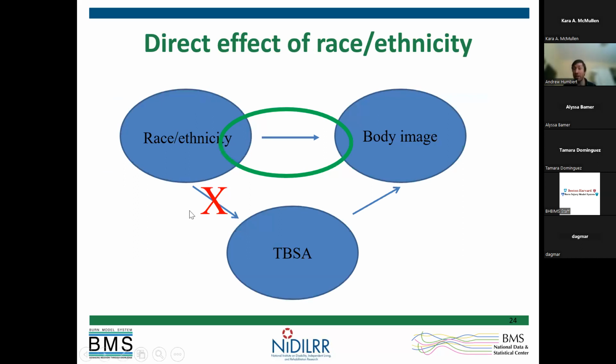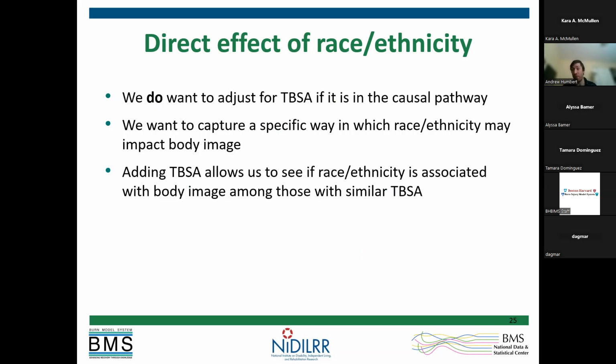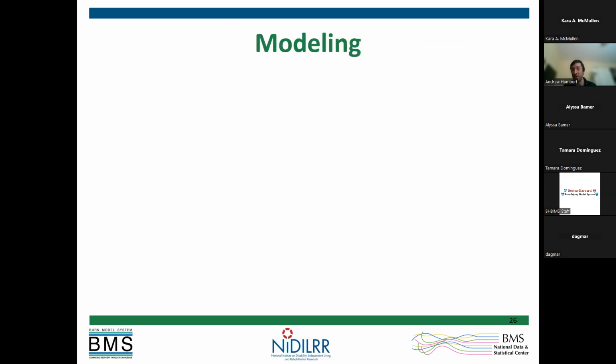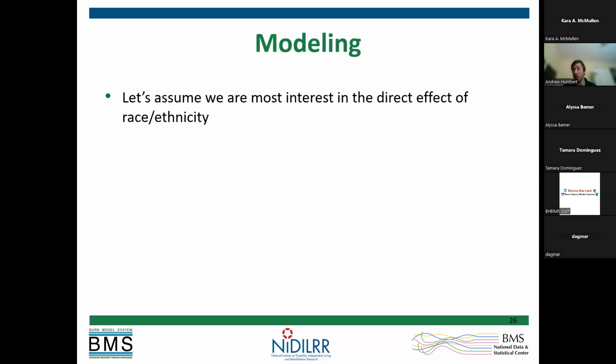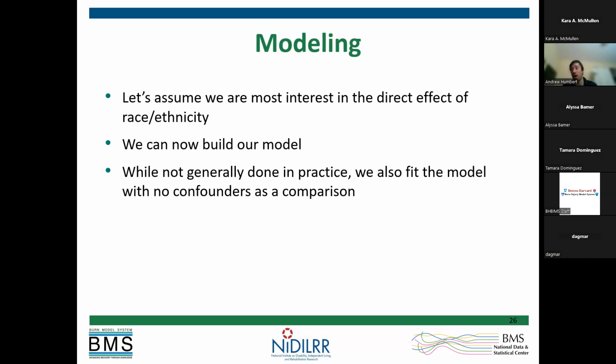We want to eliminate this pathway here. So we do need to address that total burn surface area as a confounder. We do need to control for that in the model. And similarly, I'm assuming there's an association between sex and race based on the figure I presented. But based on whatever diagram you set up, you may choose to include or not include those variables as well. We can go ahead and build that model.